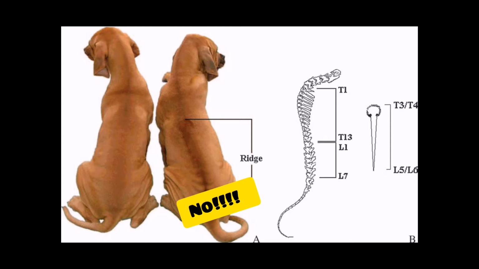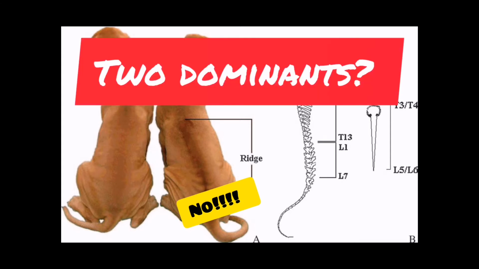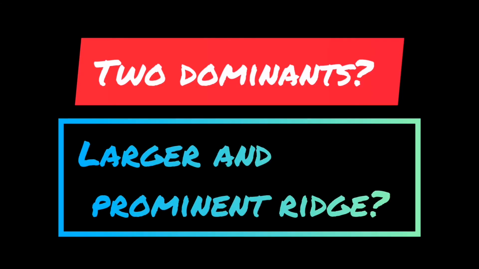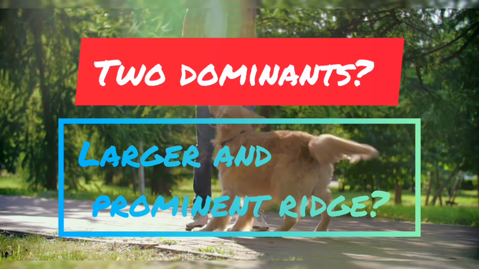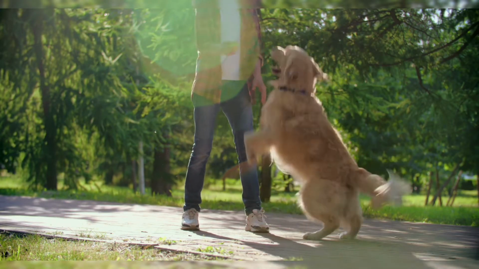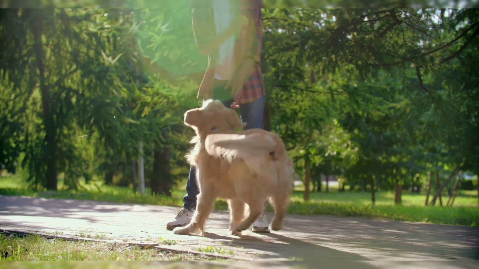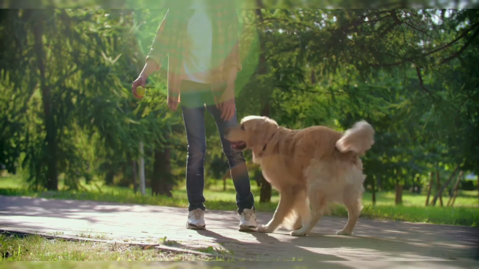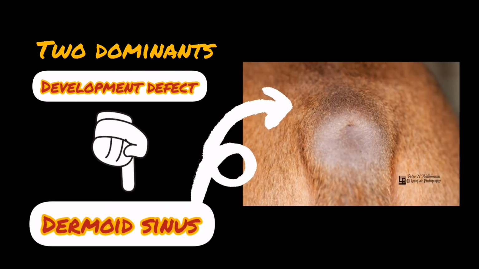No way. But what happens if you have two dominants? A larger and more prominent ridge? Well, that's what we expect. But in reality, expectations don't always happen. If there are two dominants, a developmental defect called a dermoid sinus occurs, and that's definitely not good.